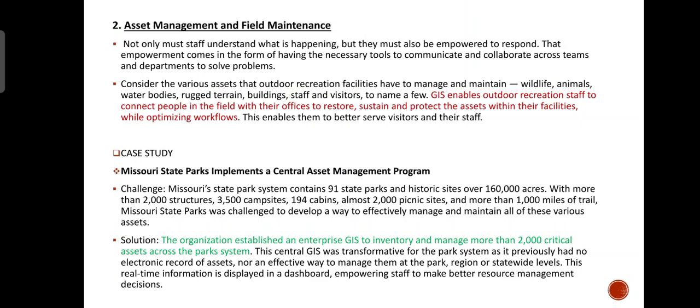And the solution is, the organization established an enterprise system just to inventory and manage more than 2,000 critical assets across the park system.